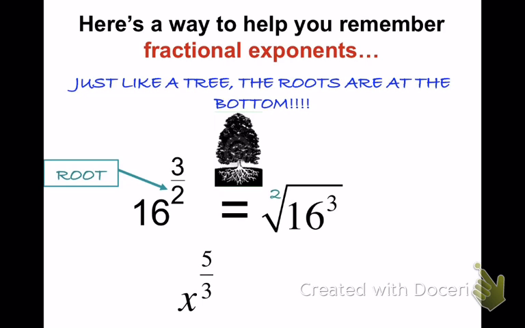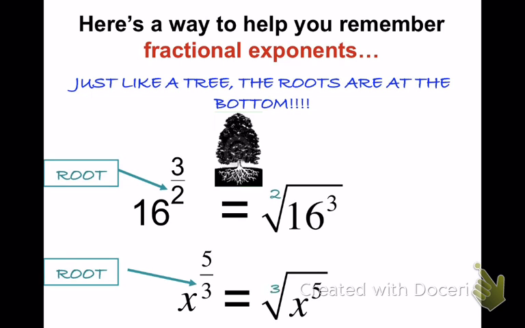So if I have x to the 5/3, which one's my root? The 5 or the 3rd? Is it going to be a 5th root or a cube root? And just like a tree, the root is at the bottom. So I would say it's a cube root here, and it's going to be x to the 5th power. So the root always goes at the bottom of the fraction in case you are trying to remember which one goes on the root itself.